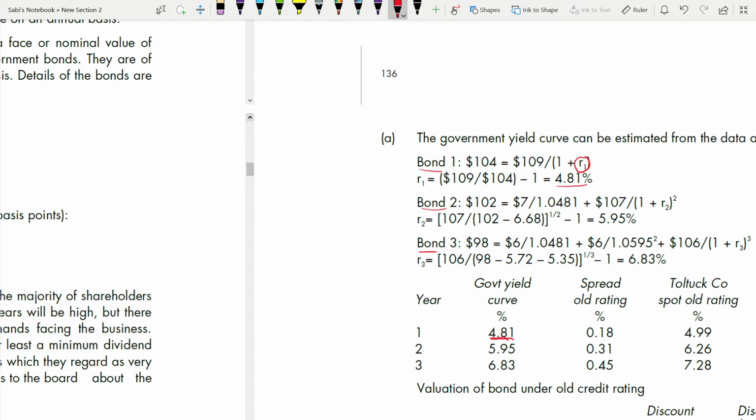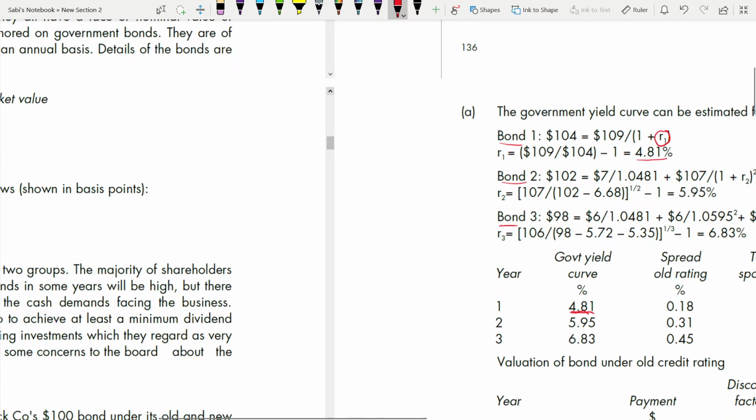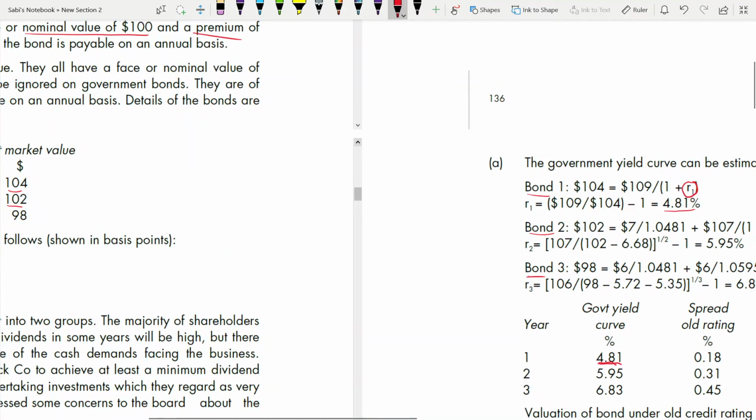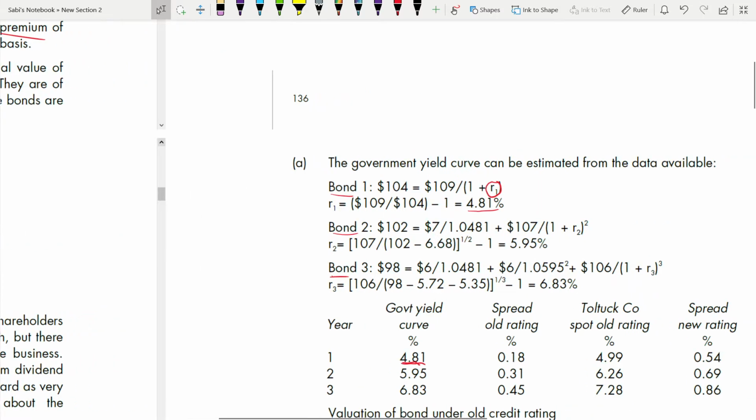So current market value is equal to the discounted cash flows. Bond 1 is only for 1 year, which is why we can just take 100 plus 9, 109. But when you come to the second year, be careful. It is not 107 divided by 1 plus r this time, because it is for 2 years. For the first year, you only pay the coupon, which is just 7. From the second year onwards, you have to pay the coupon and the face value, which is 100.